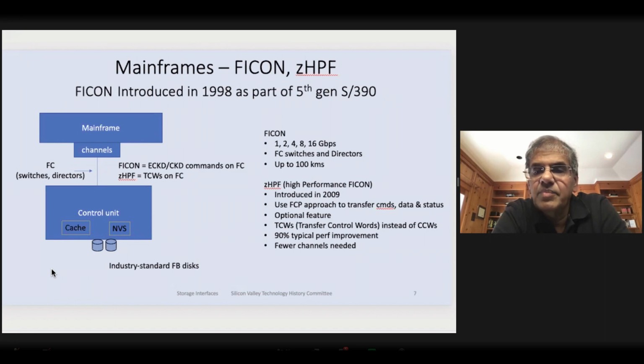So FICON adopted the FCP style of how commands, data, and status would be transferred, and that speeded things up a lot. You needed fewer channels to get the same performance.